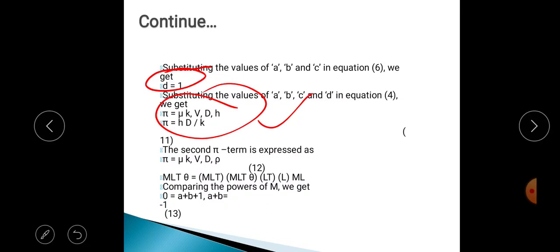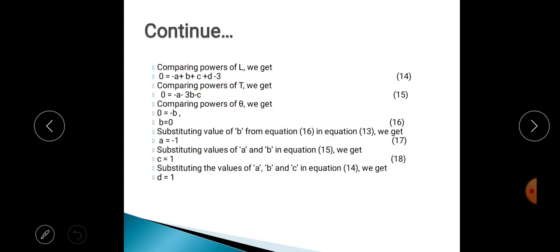The second pi term is expressed as pi is equal to mu^a k^b v^c d^d rho. Mu is the dynamic viscosity, k is the thermal conductivity, v is the velocity, d is the characteristic length, and rho is the density, of course. Again we do the same thing. We write down the dimension of each term and then we compare the powers. Comparing the power of M, we get a plus b is equal to minus 1. Next we compare the power of L, and we get 0 is equal to minus a plus b plus c plus d minus 3.